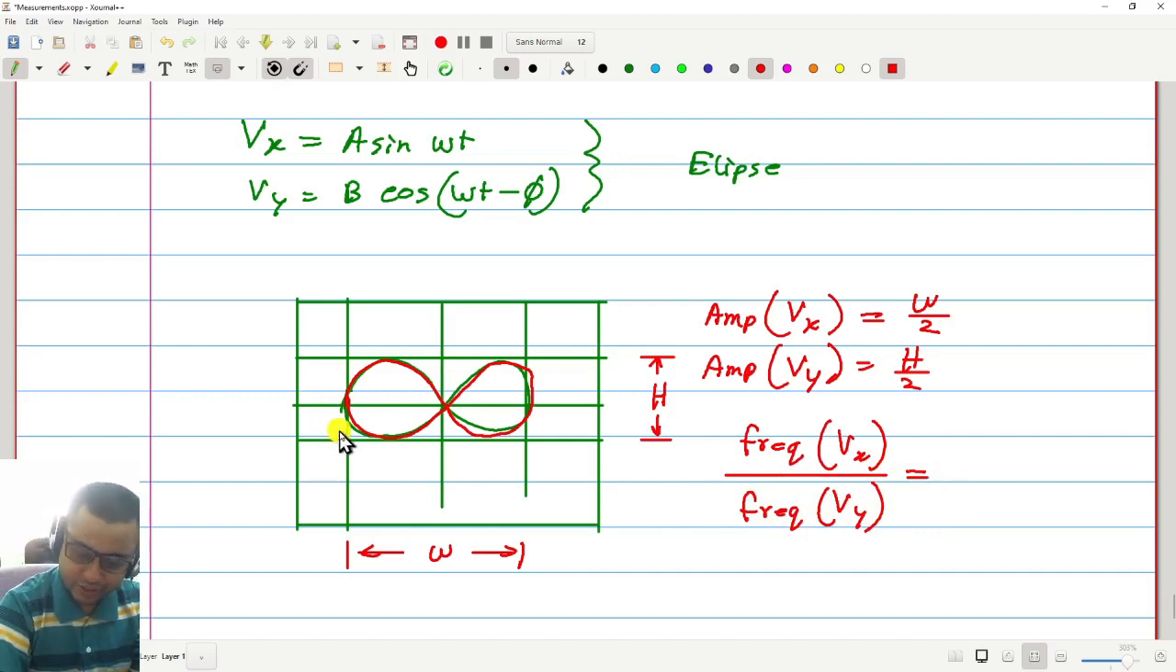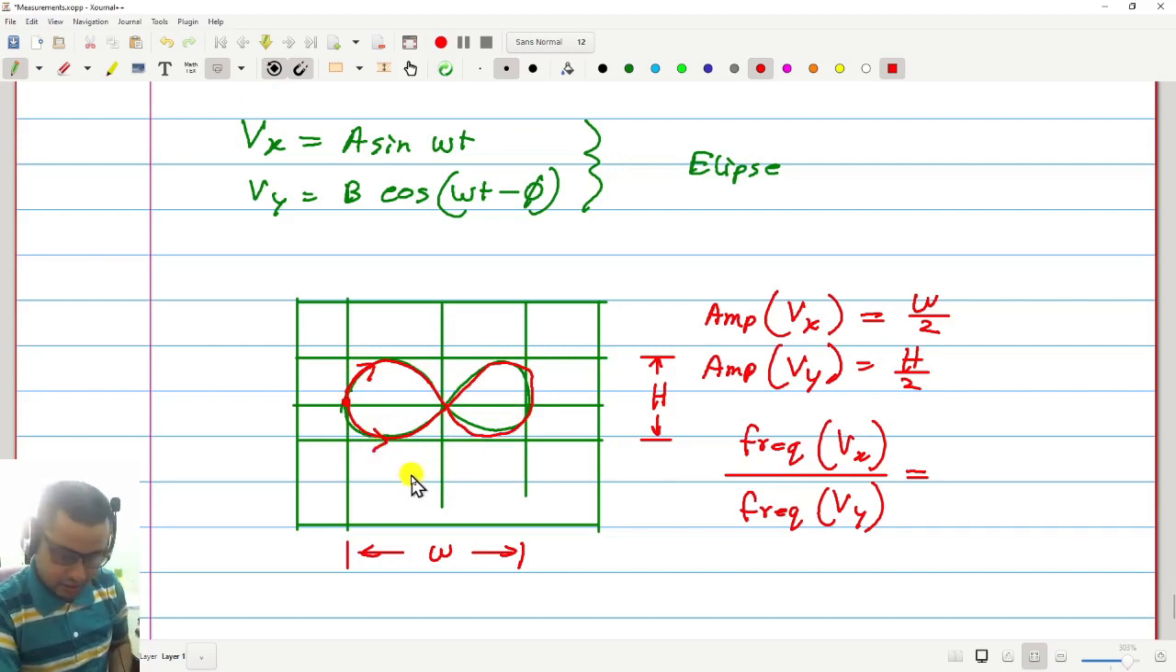So let me do this way. Suppose I start from this point, and suppose I don't know which way the beam is moving. It may be moving in this way, or it may be moving in this way. That is difficult to say. But no matter which way it moves, I can say that from here to here, one cycle of the horizontal voltage is completed. It has gone from extreme left to extreme right and back to the extreme left. So this is one complete cycle of Vx.